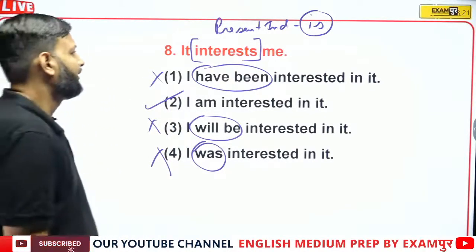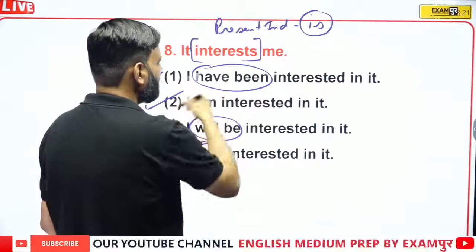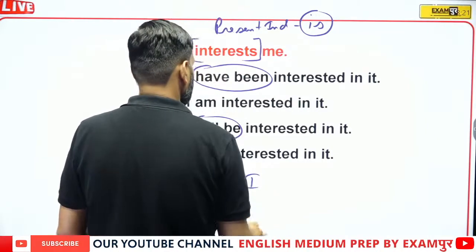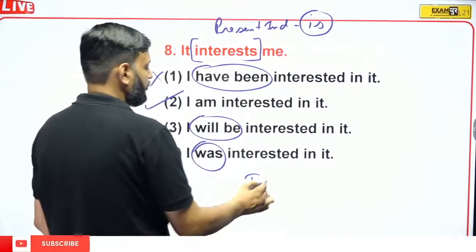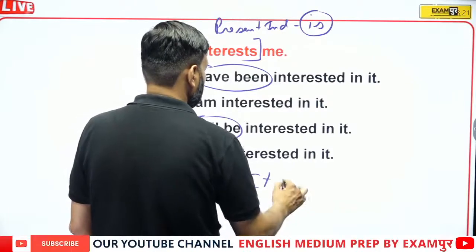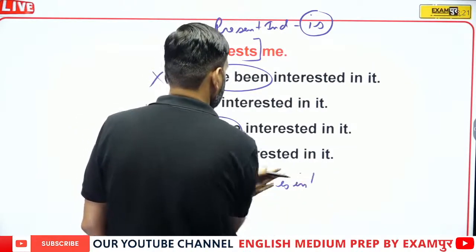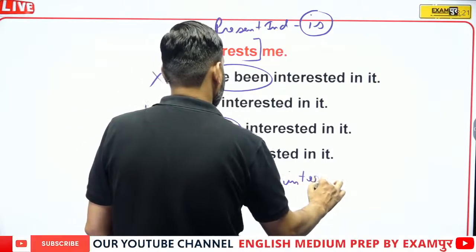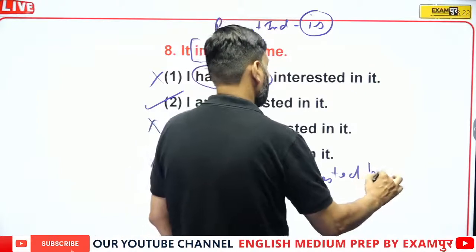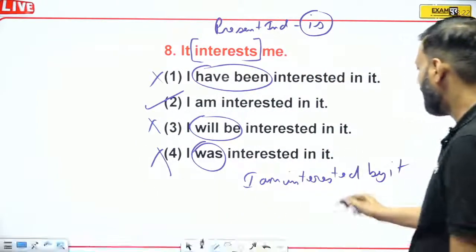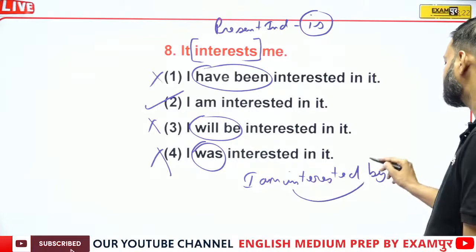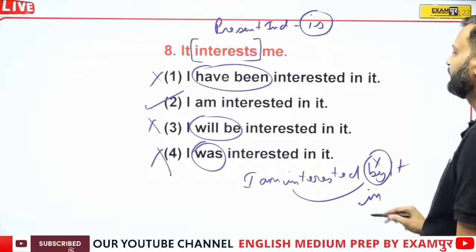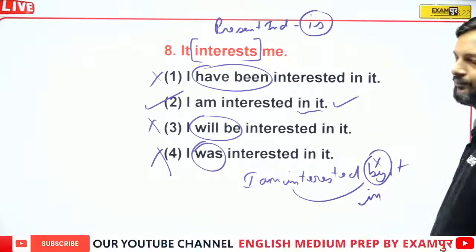Okay, but don't get confused with this. It interests me. So it is, I am interested by it. Okay, so after "interested", never use "by". "Interested" is always followed by "in". That's why this sentence is the right answer.